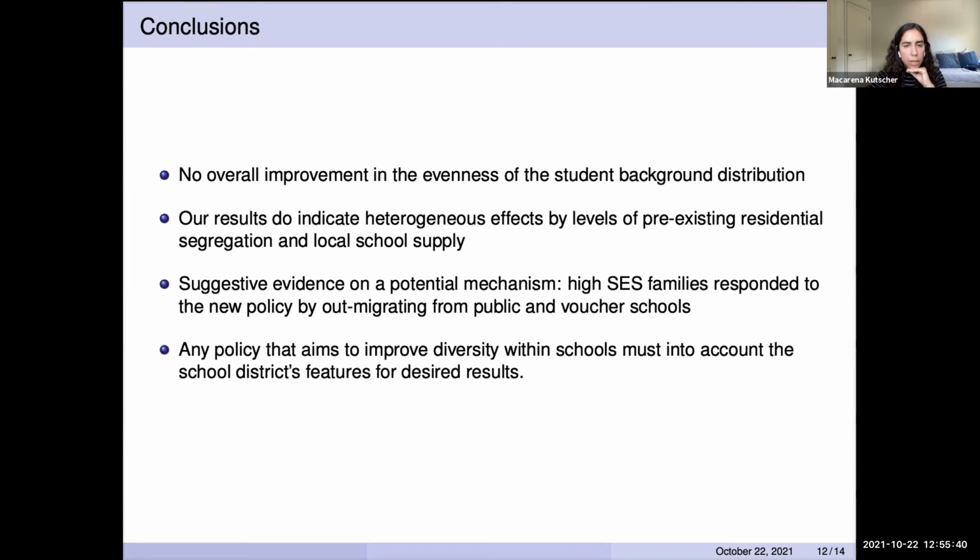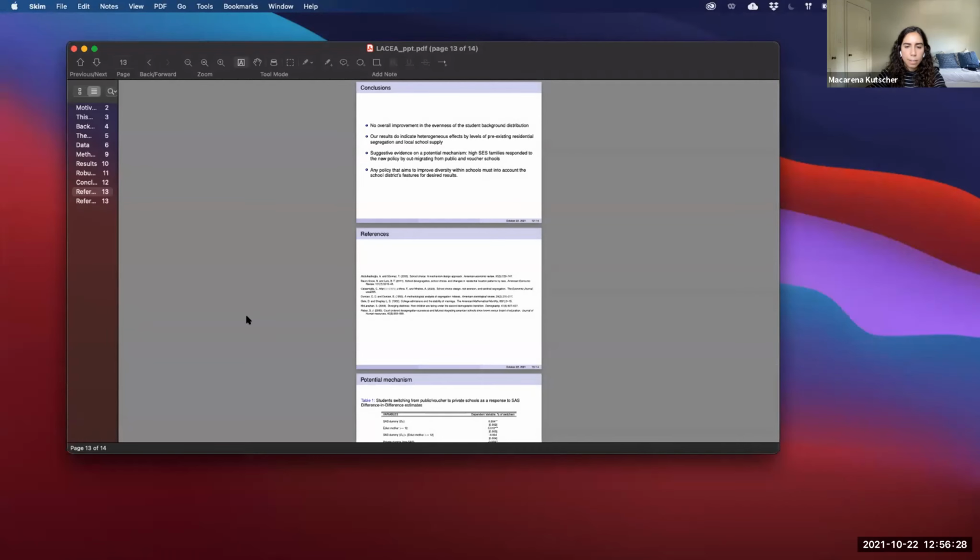Just to conclude, we find no overall improvement in the distribution of student backgrounds after the policy was implemented. Our results do indicate heterogeneous effects by levels of pre-existing residential segregation and local school supply. We also find suggestive evidence on this potential mechanism: high SES families responding to the new policy by out-migrating from public and voucher schools to private schools. Therefore, we conclude that any policy that aims to improve diversity within schools must take into account school district features. So that's everything.